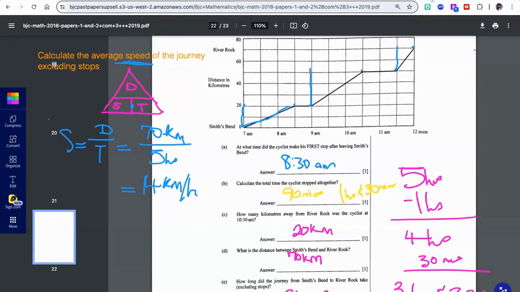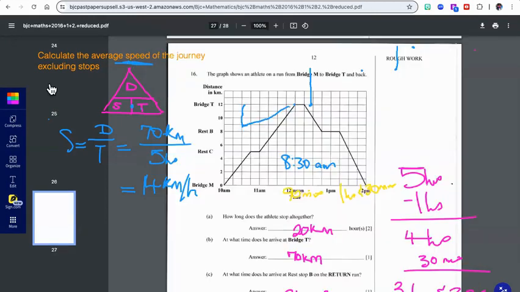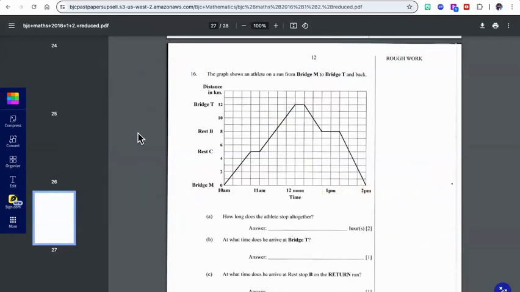Okay, so the next one, I think I had it here. Yeah. And all of these papers can be found on Student Shared.